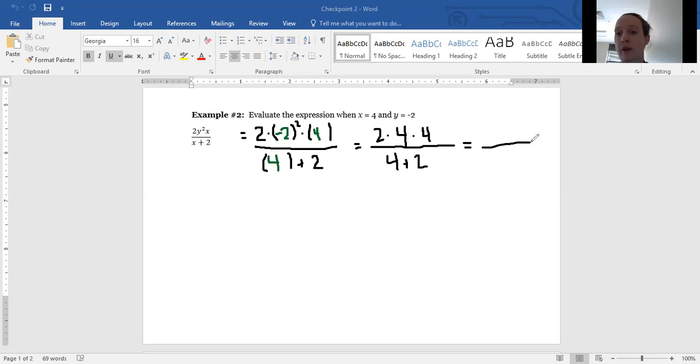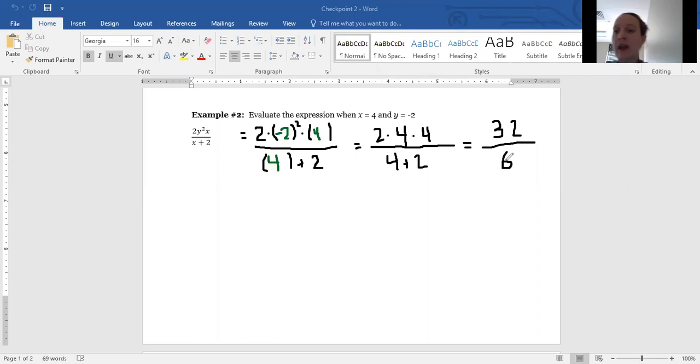So let's look at the numerator. 2 times 4 times 4. Well, 2 times 4 is 8, and 8 times 4 is 32. Okay, now let's focus in on the denominator. We have 4 plus 2, which gives us 6. That is a horrible looking 6. Let me do that. Okay. So 32 over 6.